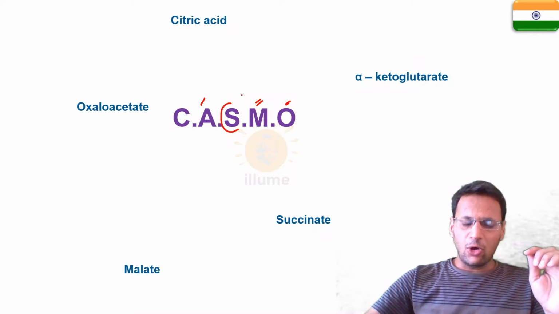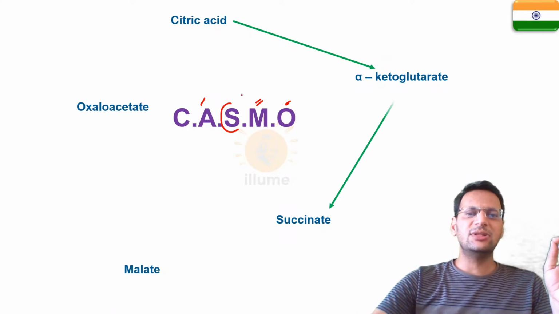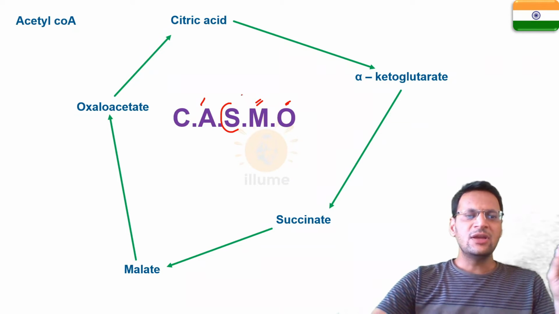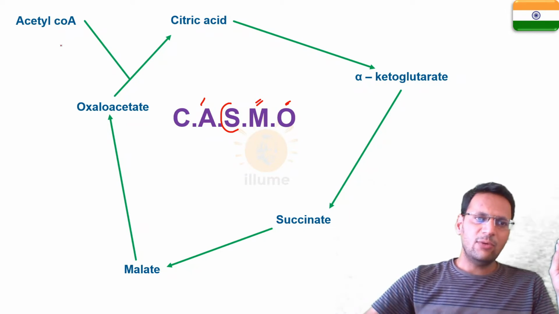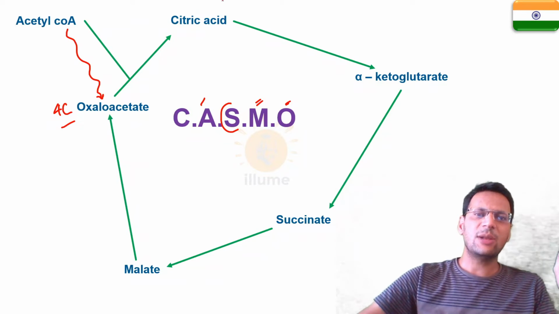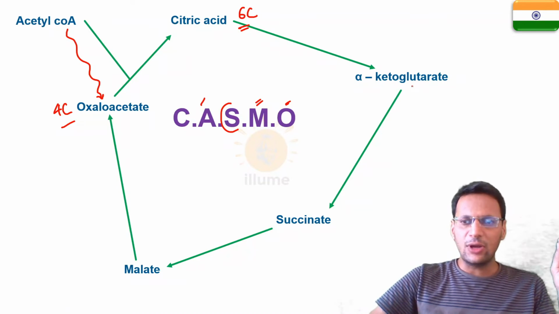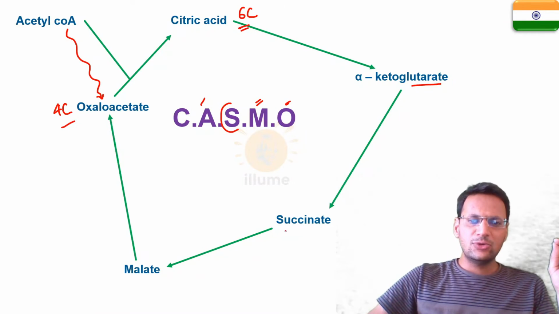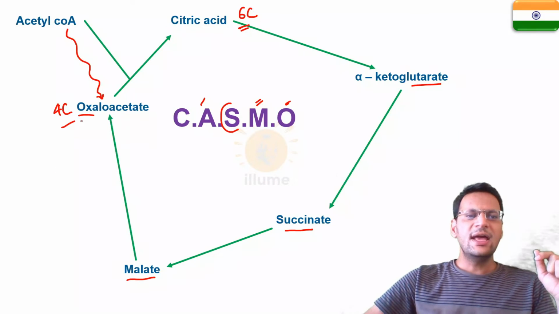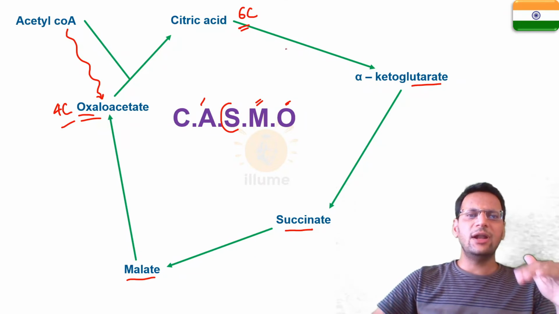Now, as we all know, oxaloacetic acid is the first member of the cycle and it reacts with acetyl coenzyme A to form citric acid. It goes in this fashion. First of all, acetyl coenzyme A would react with oxaloacetic acid, a 4-carbon molecule, to form a 6-carbon molecule called citric acid. This citric acid is converted to alpha Kg. Alpha Kg is converted to succinate. Succinate is converted to malate, and malate is converted to oxaloacetic acid. And that's how the cycle goes on and on.